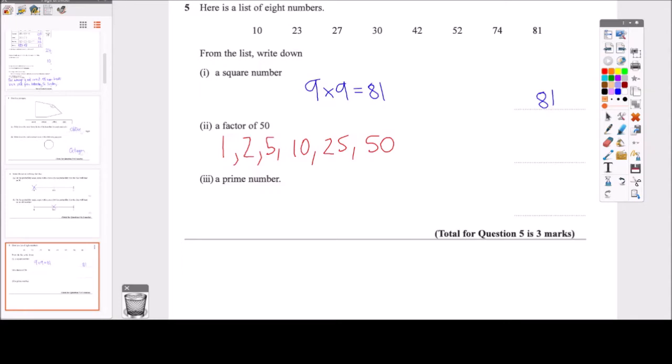And that's it, I think. Yes: 1, 2, 5, 10, 25, and 50. So looking at the list we've got there, the factor of 50 is 10, because 10 fives are 50.